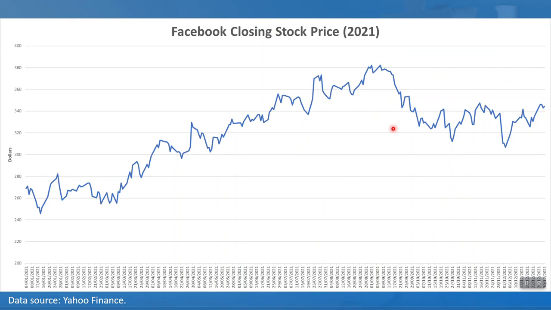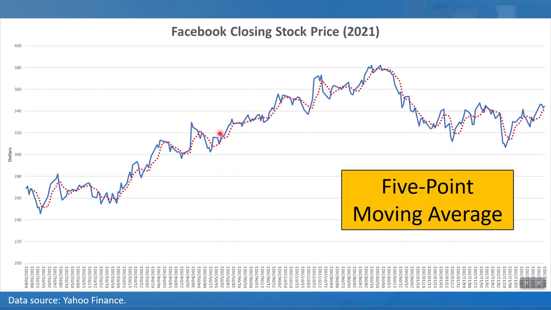This is the closing stock price in dollars for Facebook for the year 2021. And I've downloaded this data from Yahoo Finance. It's freely available there. And I've used Excel to plot the closing price from the 1st of January to the 31st of December over the year 2021. And you can see that it's up and down all the time. There are some general trends upwards and then downwards a little bit and then a stabilization. But I want to use a moving average to smoothen this curve out a lot because it is very much peaks and troughs in here.